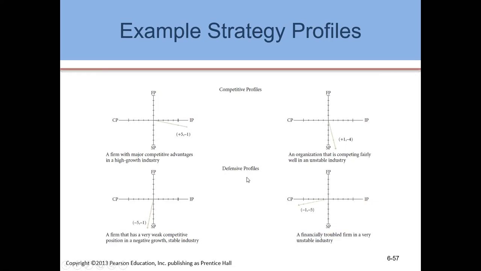In case of defensive profiles, a firm that has a very weak comparative position in a negative growth and stable industry, and the values are -5, -1, these are cumulative values. And in this case, -1, -5, a financially troubled firm in a very unstable industry. And the quadrant we have is defensive in this case of -1 and -5, or in case of -5 or -1.